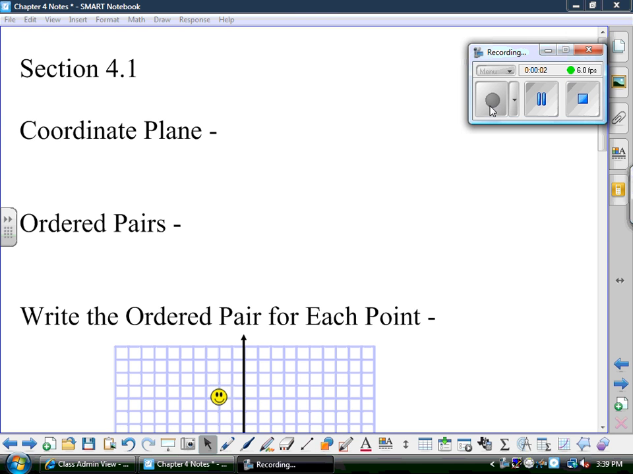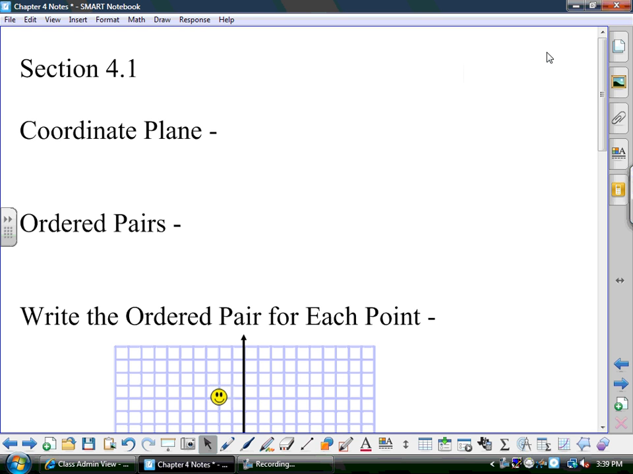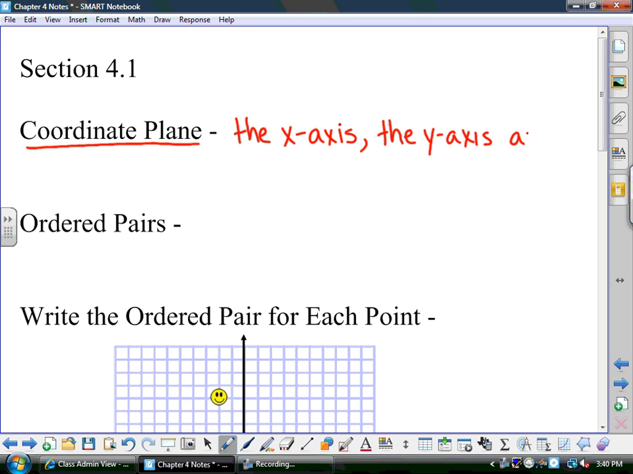Algebra 1 notes for section 4.1. This section is about the coordinate plane. The coordinate plane is the x-axis, the y-axis, and all of the points.